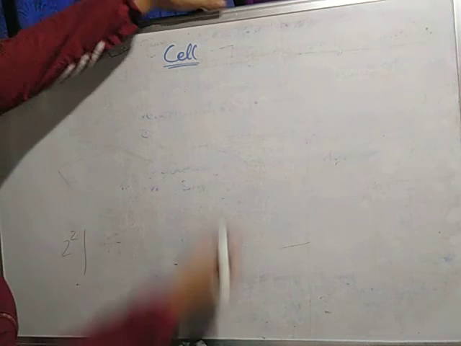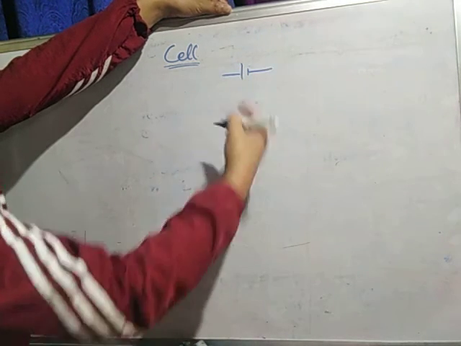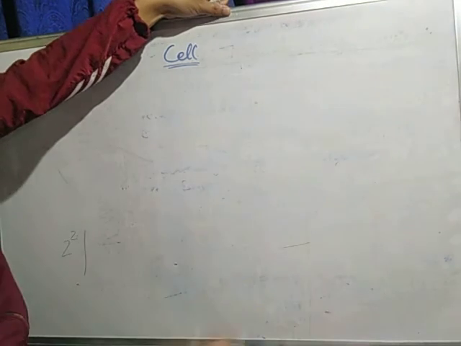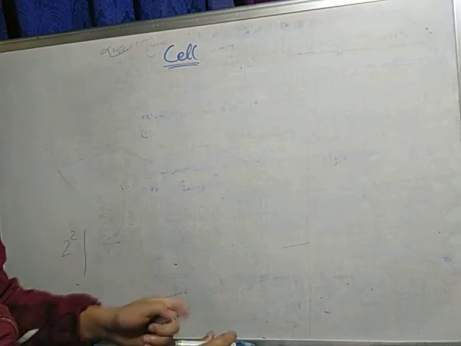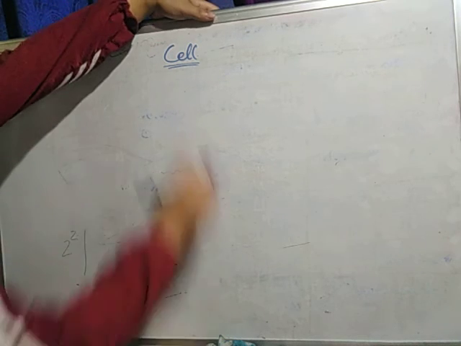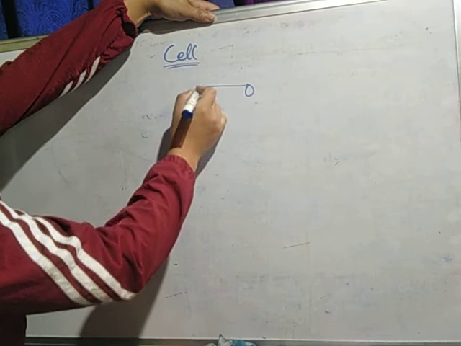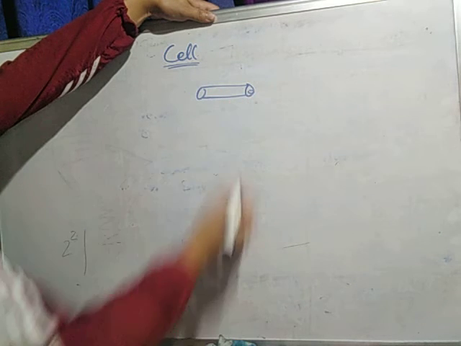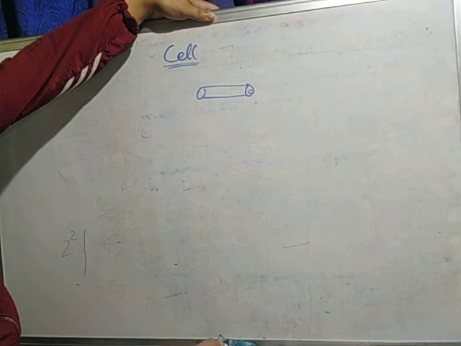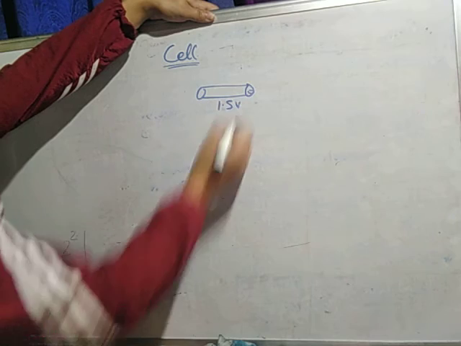So the first unit is your cell in battery, isn't it? If you combine this, you'll get battery. Cell plus cell, battery. Clear? So in biology, cell plus cell, organ or tissue you'll get. Like your pencil battery, that is your cell. And if you go and buy your battery, you'll get 1.5 volt, isn't it?